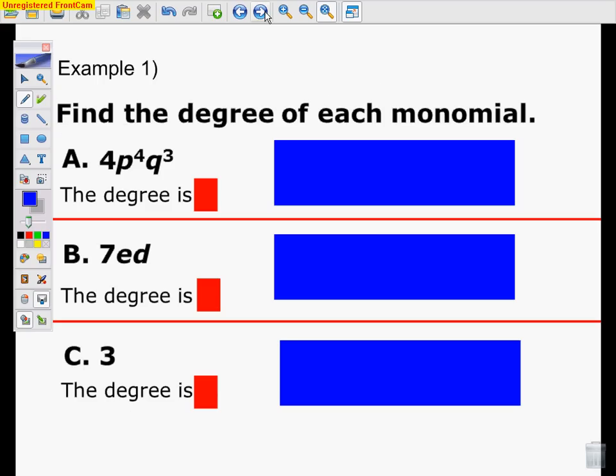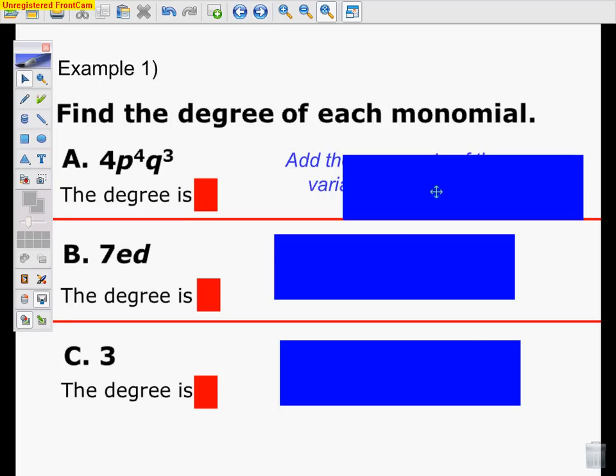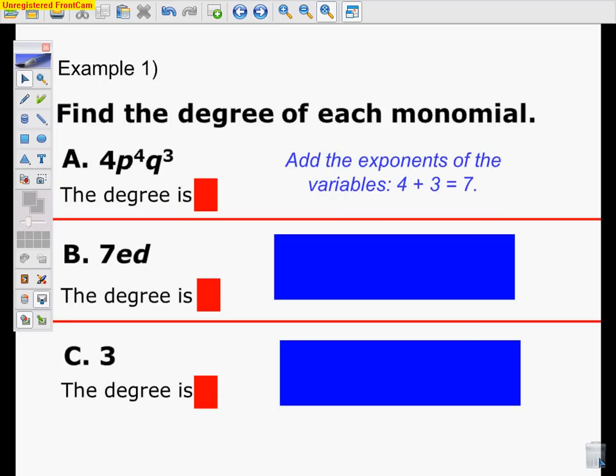All right, example 1 here says find the degree of each monomial. So a, 4p to the fourth, q to the third. The p has an exponent of 4, q has an exponent of 3. Those add up to 7, so the degree is 7 for that. Once again, all you're doing is adding the exponents. 4 plus 3 is 7.